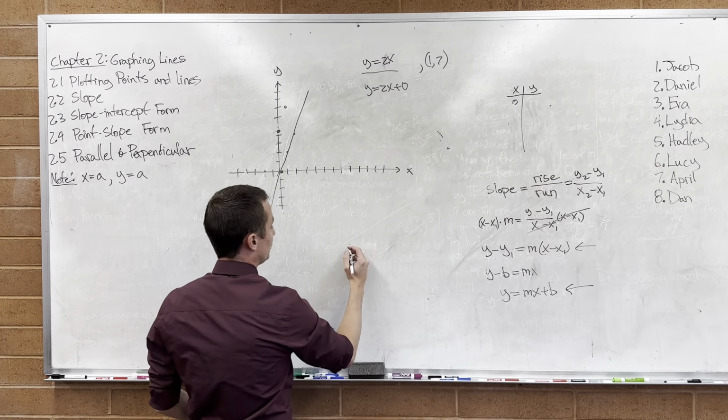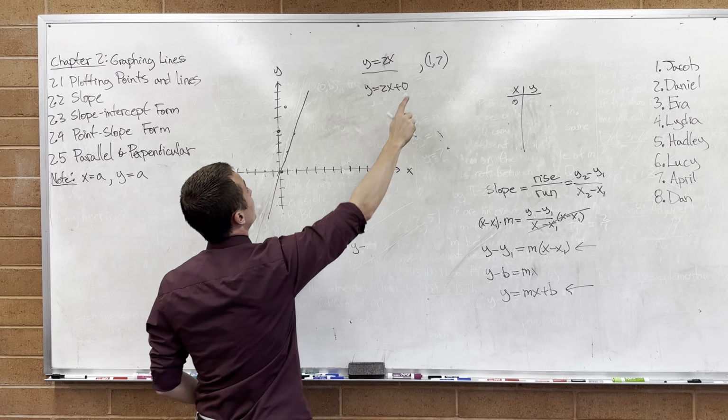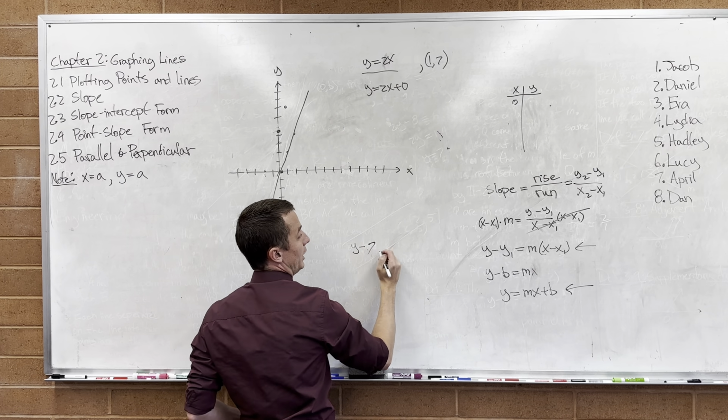So it's y minus y1. What's my y1? 7. Y minus y1 is equal to m. What's my m? 2. 2 times x minus, what's x1? 1. So we get y minus 7 is equal to 2x minus 2. Add 7 to both sides. We get y is equal to 2x plus 5. So this line is going to be the one that goes through at 5. 1, 2, 3, 4, 5.